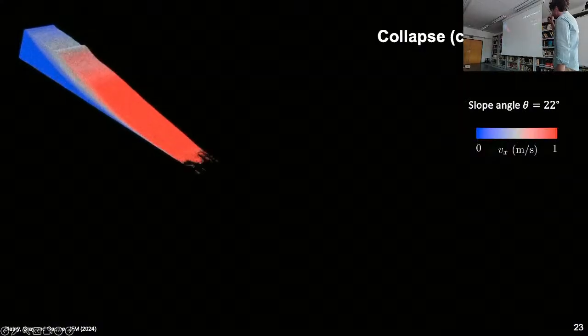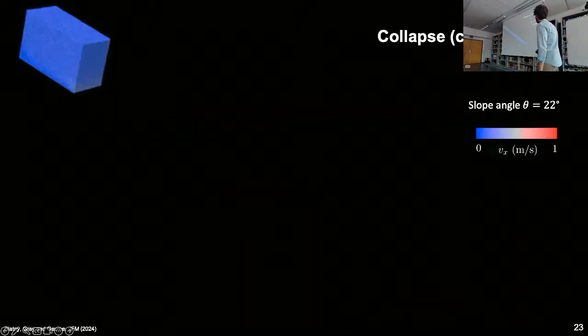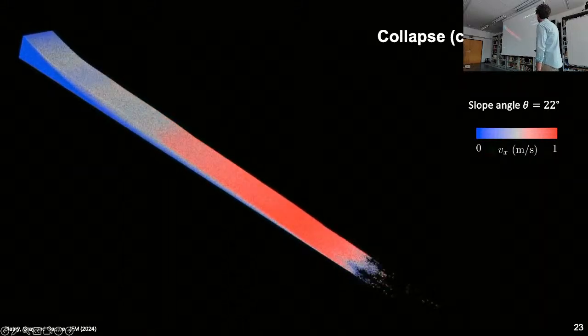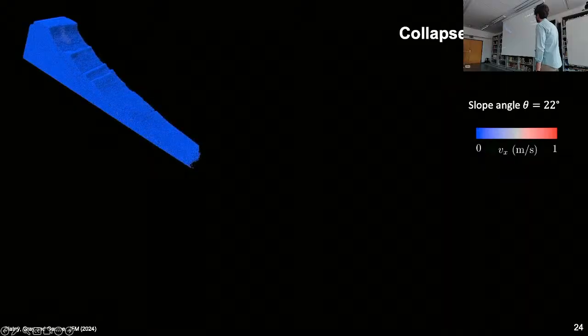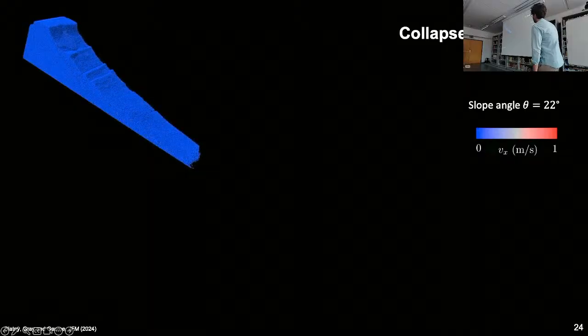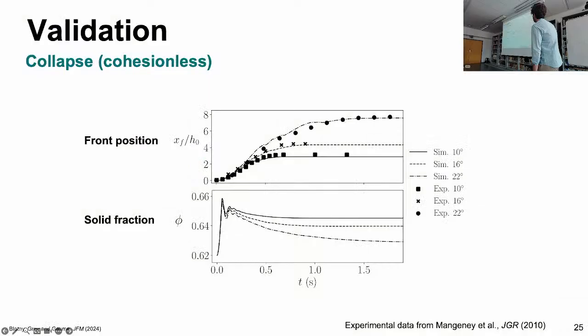So here are the type of simulations that we are doing with our numerical model, collapse simulations, both with and without cohesion. Here you see clearly a different behavior when we increase cohesion. This is with beta equal to 0.3 if you were interested. And we try to also validate our model. So here you see the runout as a function of time. This is a front position of the collapse for different slope angles, comparing with some experiments that have been done before.